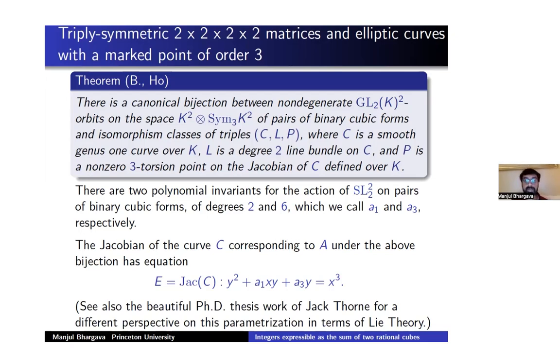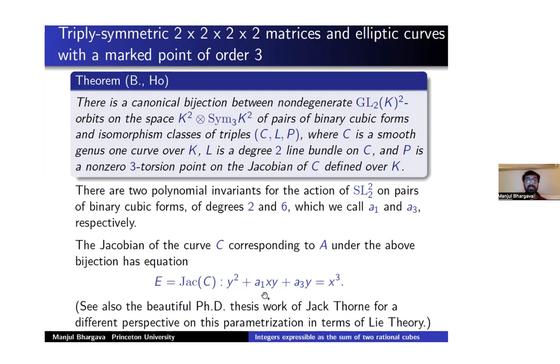Okay, so any questions on the invariant theory here? So this action has these two invariants, degree 2, degree 6. And the Jacobian of the curve C that corresponds to this pair of binary cubics, using the constructions we just described, is given by this equation where A1 and A3 are the invariants of this action of SL2 squared on K2 tensor Sym3 K2. Okay, so that's the parameterization.